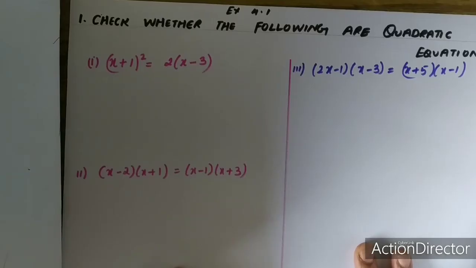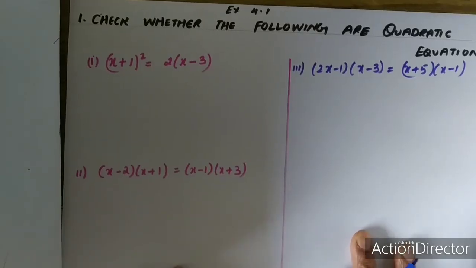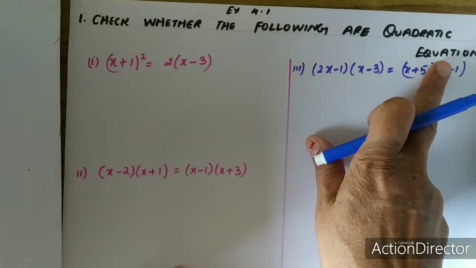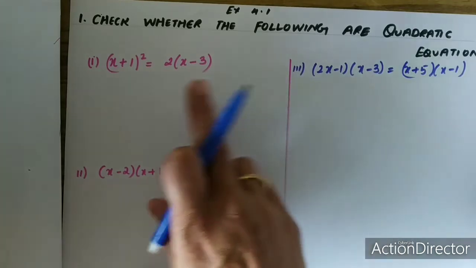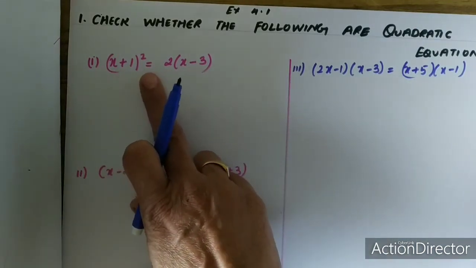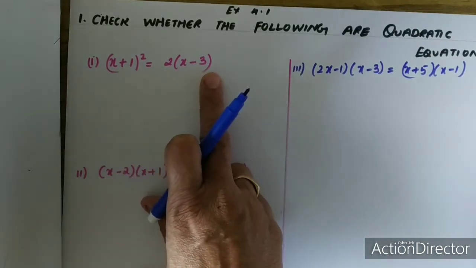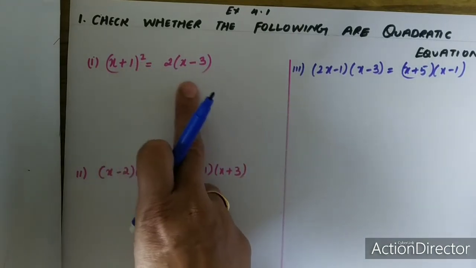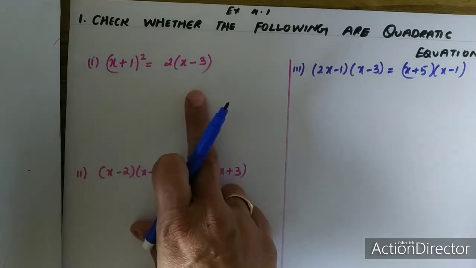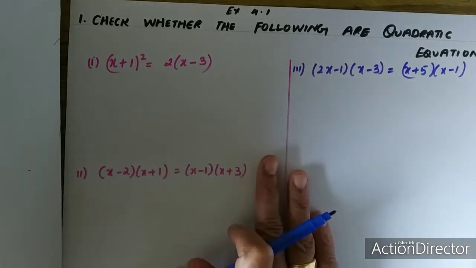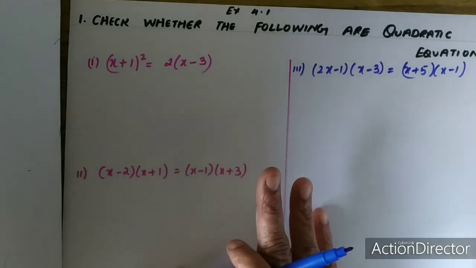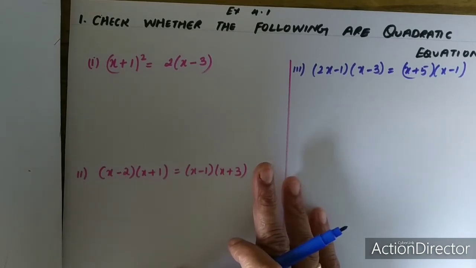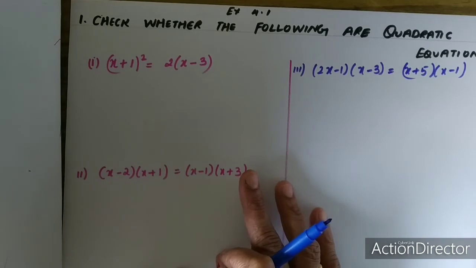Now we'll move on to exercise 4.1 where the first question is check whether the following are quadratic equation. This you may be asked in 1 mark question. Suppose it is given x plus 1 whole square is equal to 2 into x minus 3. Just by looking at the power you should not say that it is a quadratic equation. First you have to simplify and in the final answer you have to check whether the highest power is 2. If the highest power is 2, then you can conclude that the given equation is a quadratic equation.